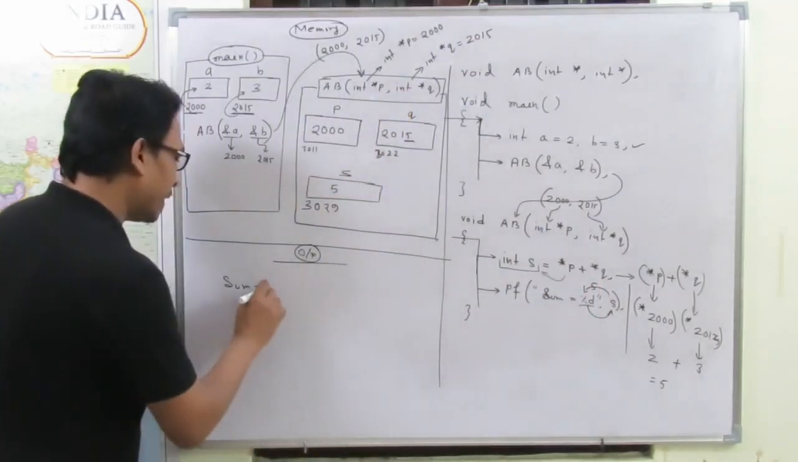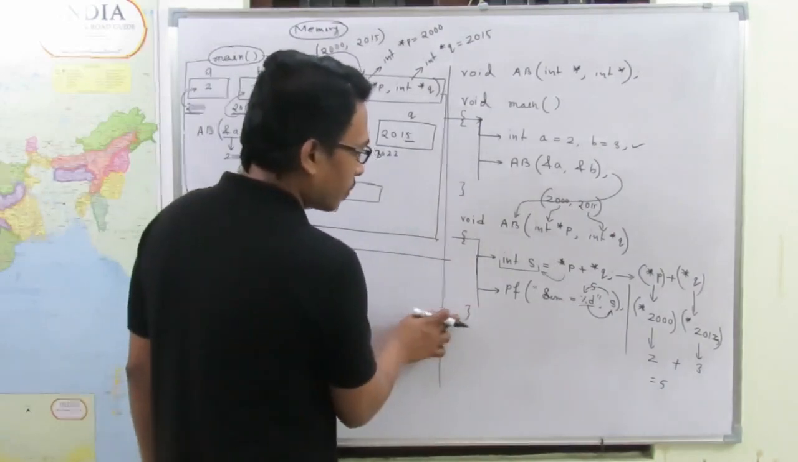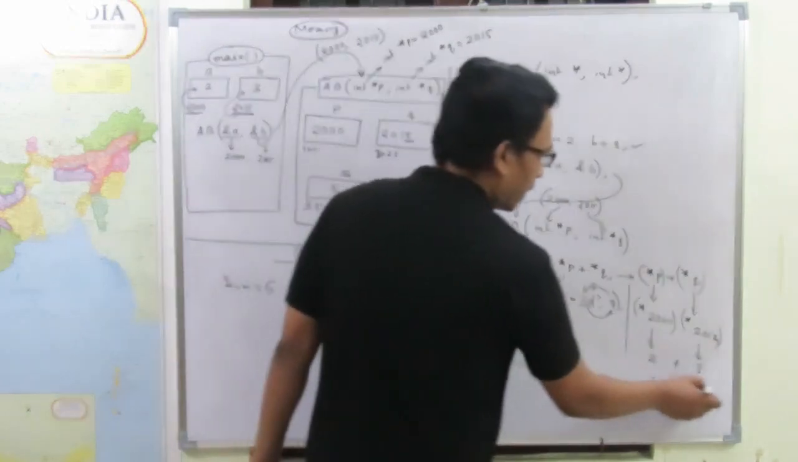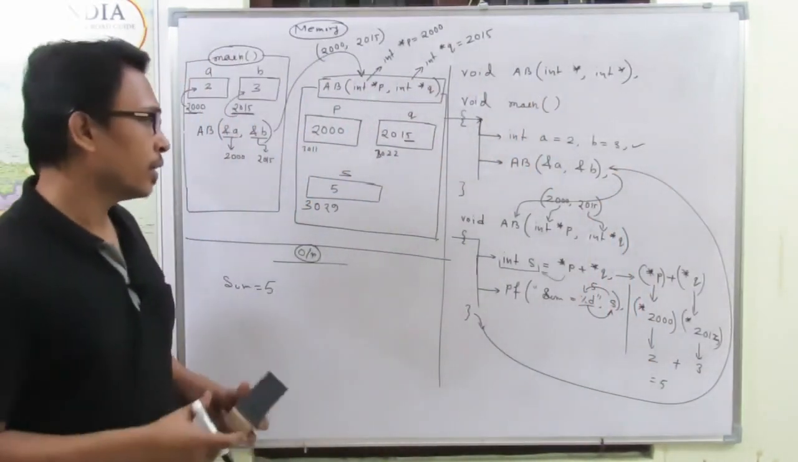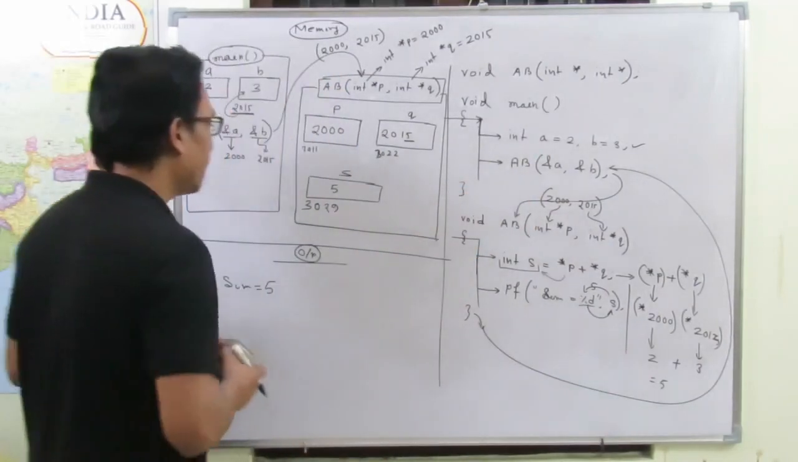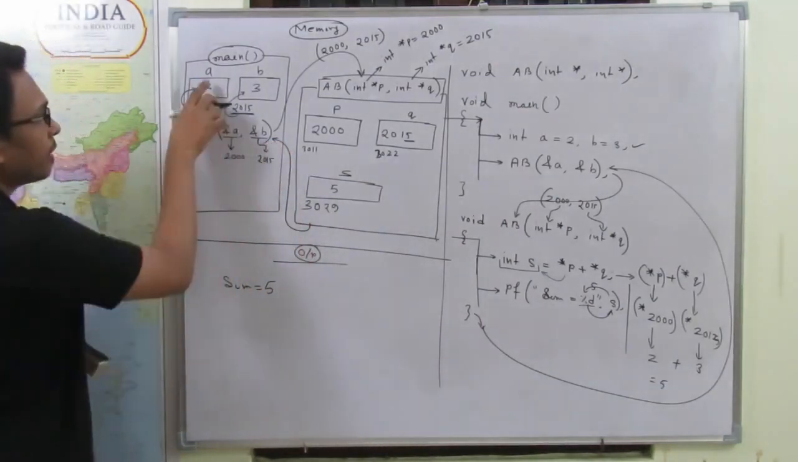So here we will get 5 as output. Now control encounters the closing brace, so it comes out and jumps to the calling location, from where it gets called. That means from this particular location it comes to this particular location inside the main function.